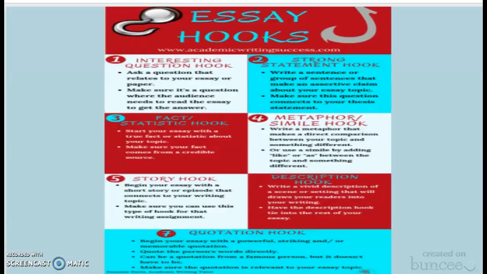If you're having trouble with hooks, here are some suggestions. I'm not going to go over each one of them, but you can go back to today's static lesson and you'll see them. But remember, we don't want to open up with a question. We just don't want to do that.